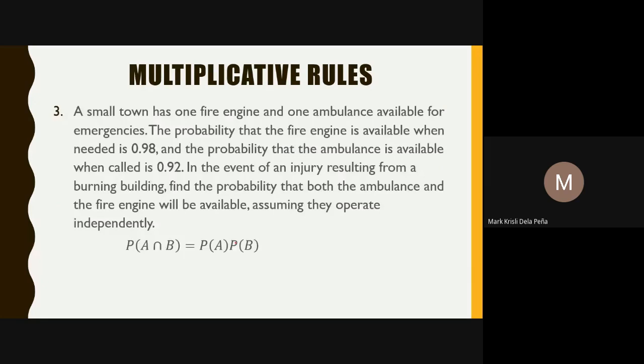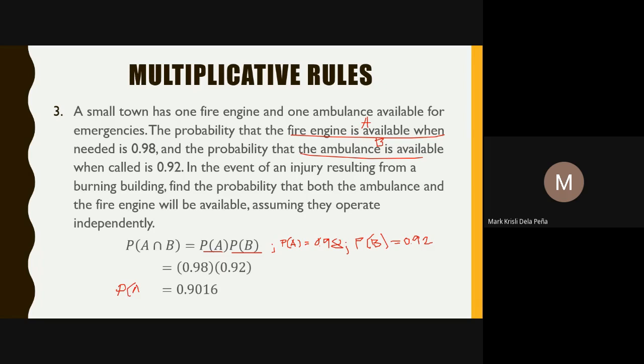Okay, so recall our definition earlier that the probability of the intersection of two independent events is just equal to the product of their probabilities. So if this is our event A, the probability of event A is equal to 0.98. And if our event B is that the ambulance is available, its probability based on the problem is 0.92. So to get the probability that both fire engine and ambulance are available, we just multiply these two and we get 0.9016. So the probability that both are available is 0.9016.